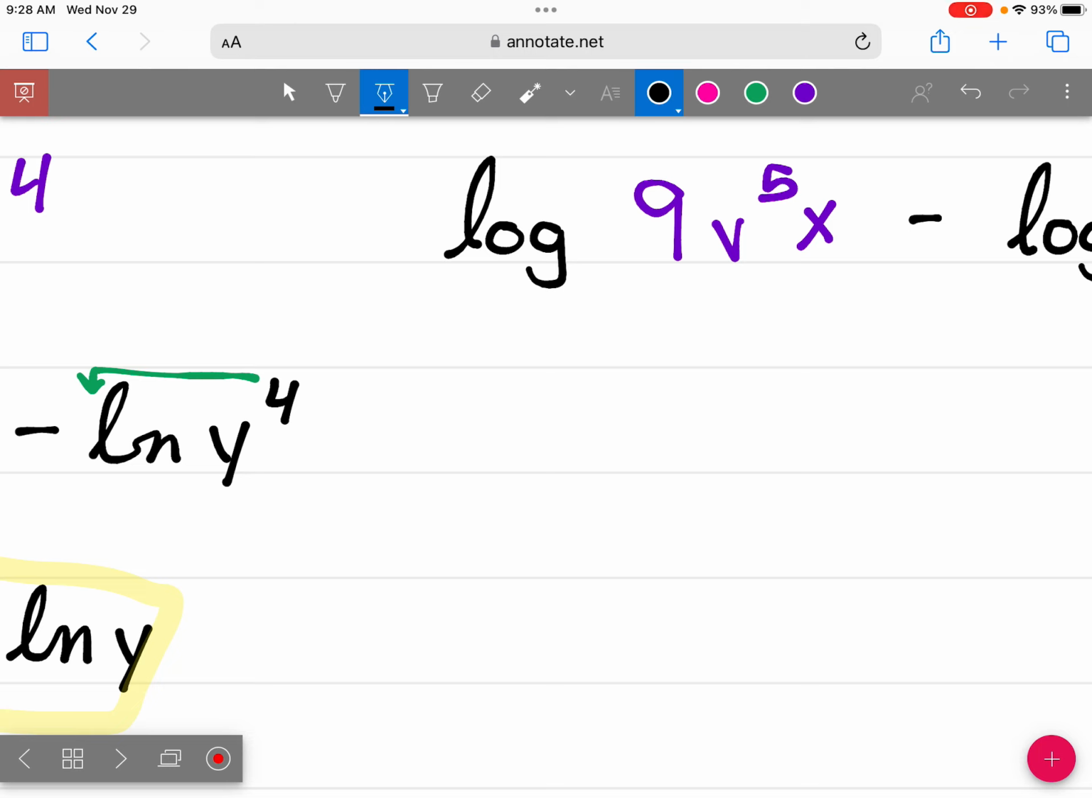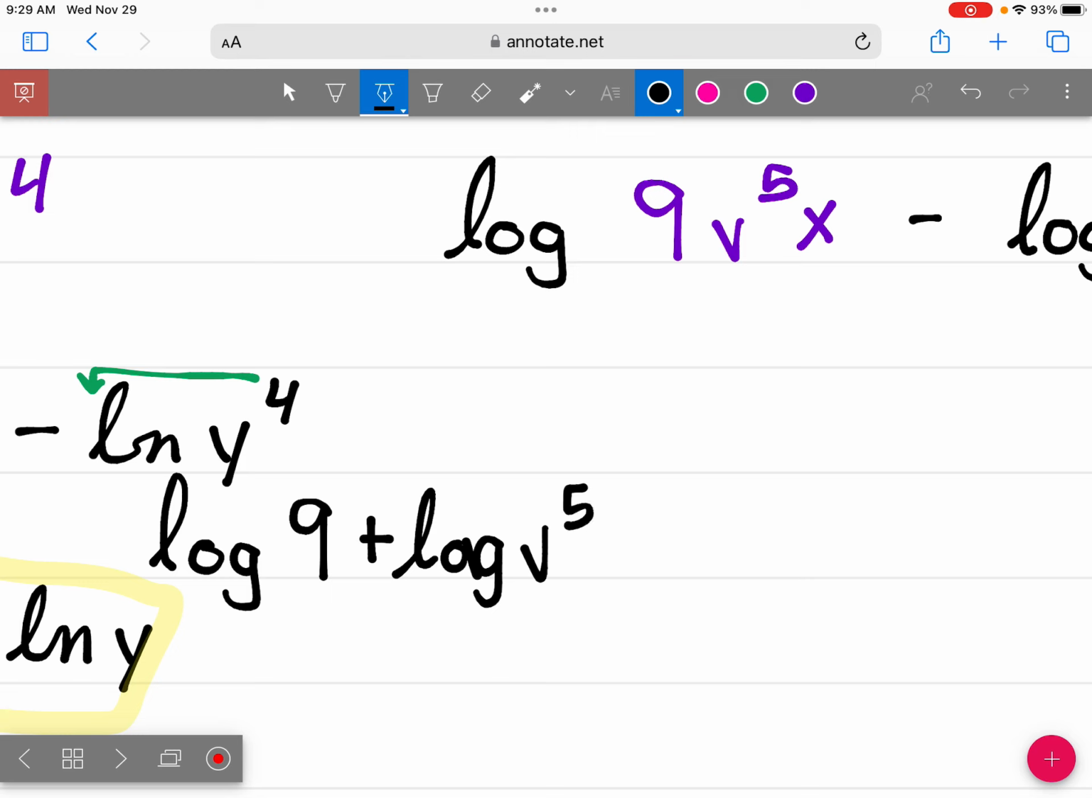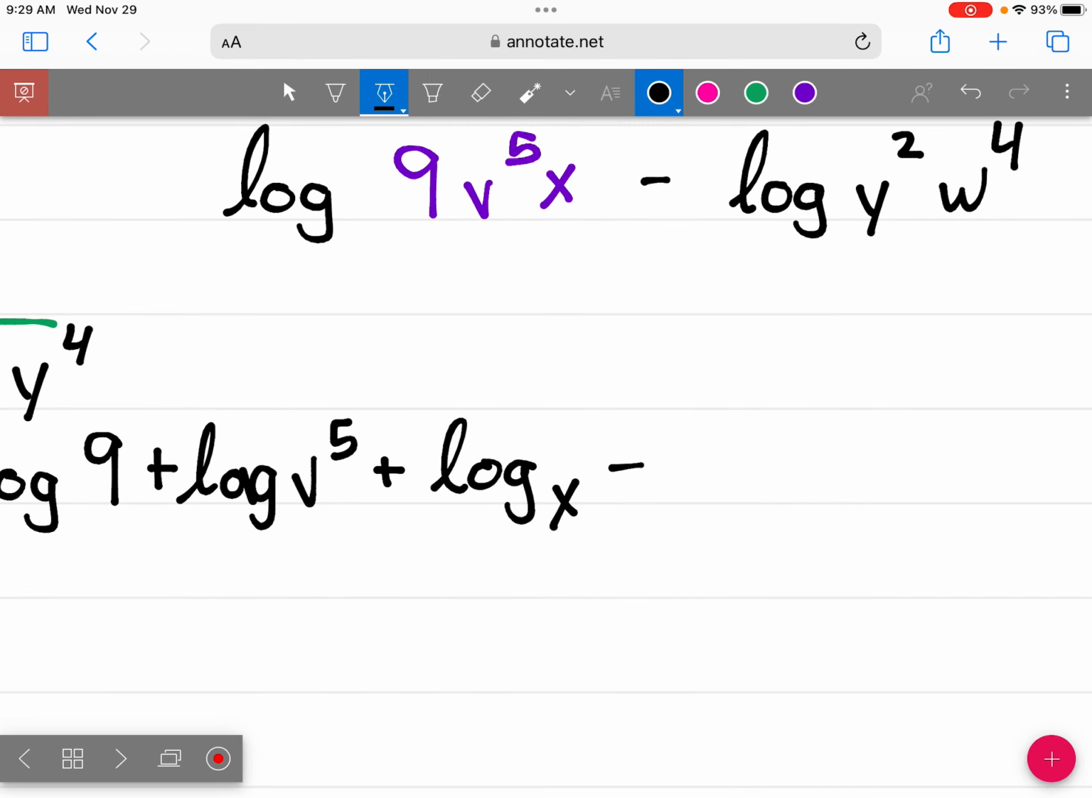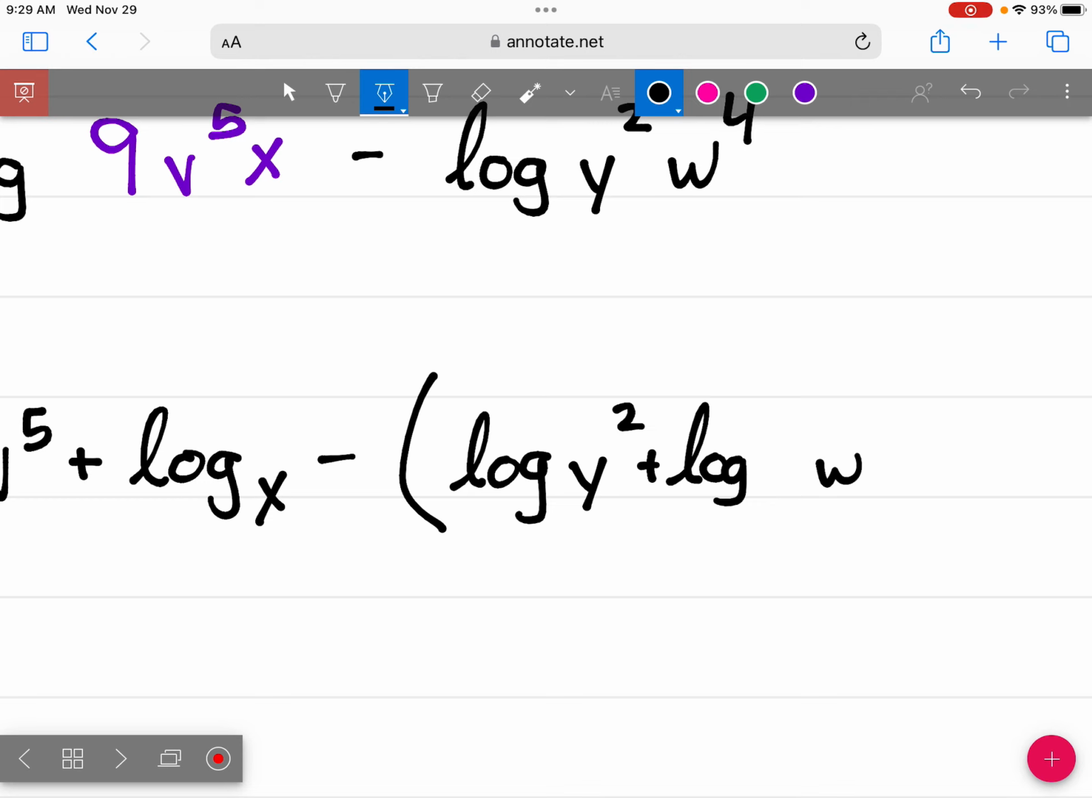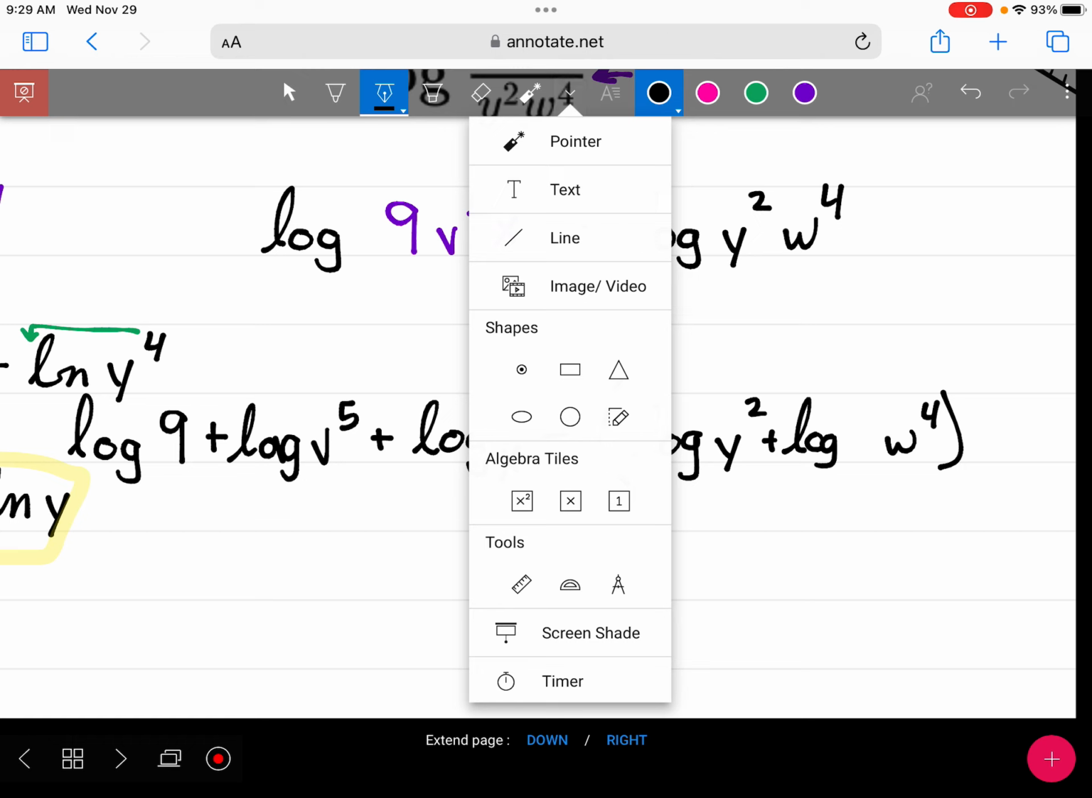I'm going to jump down here just so I have a little extra space. Log of 9 plus log of v to the 5th plus log of x. Minus, and I'm just going to put parentheses around it so we don't have to worry about signs right now, log of y squared plus log of w to the 4th.